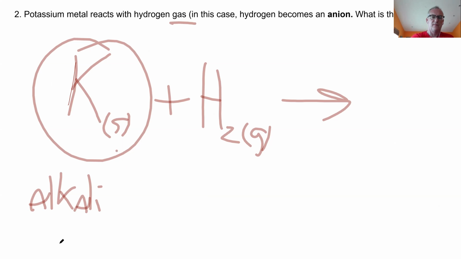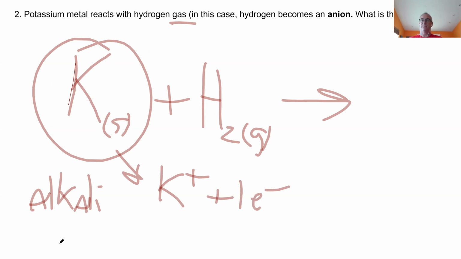So potassium goes to potassium plus. And it can't wait to go to potassium plus. So it goes to potassium plus and releases an electron. And that electron here is going to be transferred to hydrogen. So what are we going to form? KH. So is this it, just KH or KH2 or K2H2? What's it going to be?